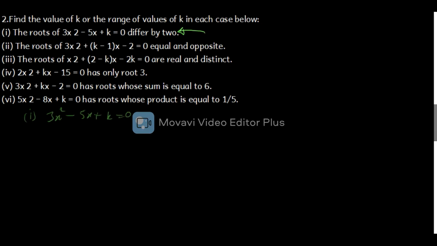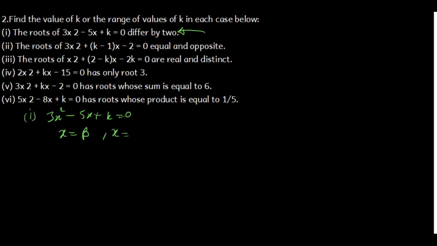Now what does it mean if the roots differ by 2? So that means that if one root is, let me use just one letter, if one root is beta, then the other root is going to be beta minus 2, or it can also be beta plus 2. Let me use plus 2, because whether plus 2 or minus 2, they all differ by 2.